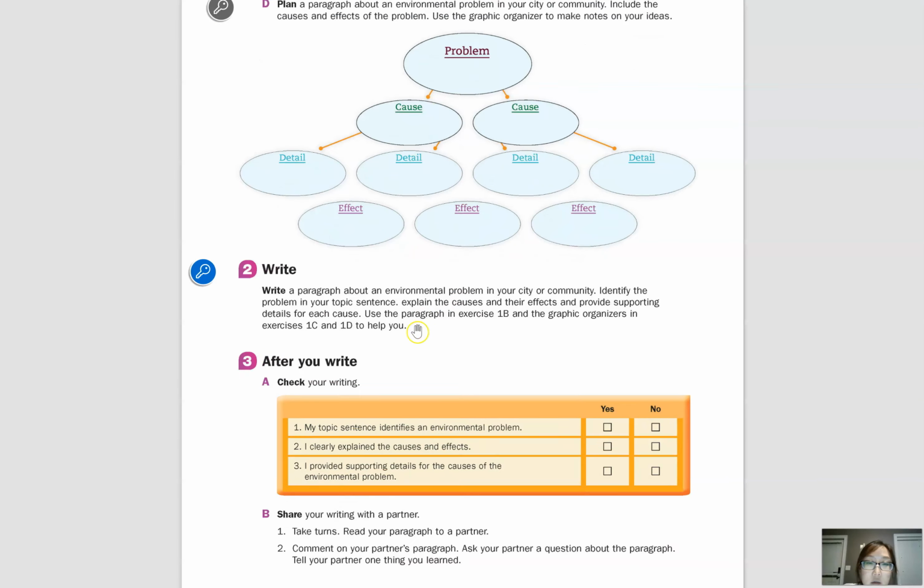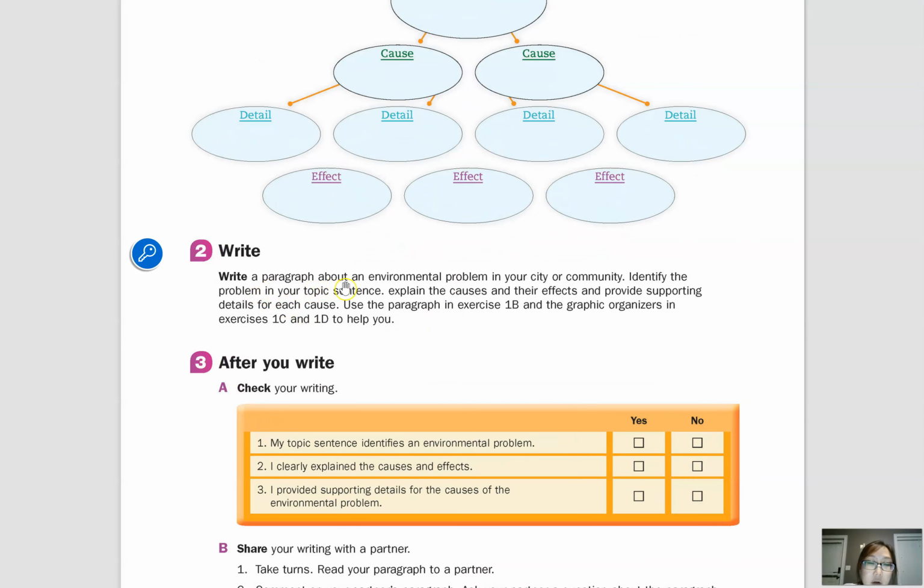Exercise 2 says, write a paragraph about an environmental problem in your city or community. Now, if your city or community is Sugar Hill or Buford or Sewanee, then there might not be any noticeable environmental problems. So if you want, you can talk about a general environmental problem, or you can talk about the city of Atlanta, which is more likely to have environmental problems such as air pollution, water pollution, or too much trash everywhere.